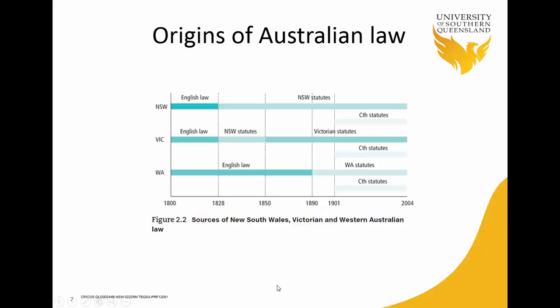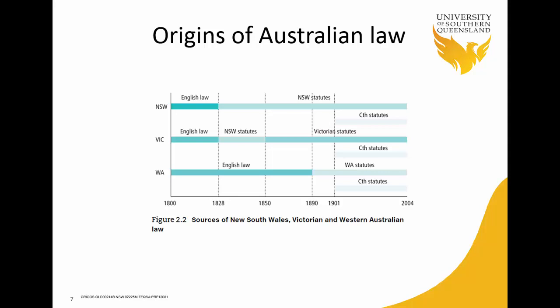Alright, so I will continue then with our discussion of the second objective, which says discuss the development of Australian laws. And this graph here shows us how we started, all of our current states started from English law from 1800, and English law continued beyond 1828 in places like Western Australia all the way until 1890.